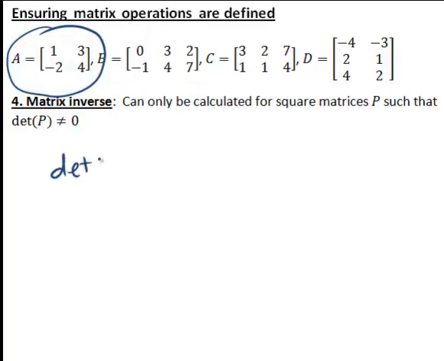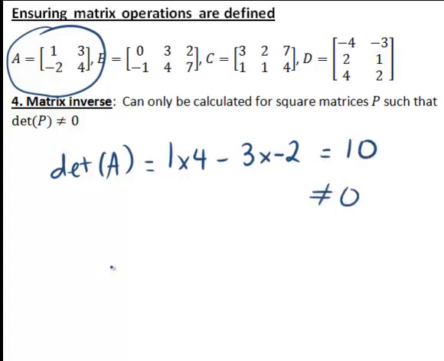Well, let's work out the determinant of A, and that's worked out here as 1 times 4 minus 3 times negative 2, which is equal to 10. That is not 0, so therefore, in fact, A inverse does exist. So those are some examples to demonstrate when certain calculations, matrix operations, can be carried out.